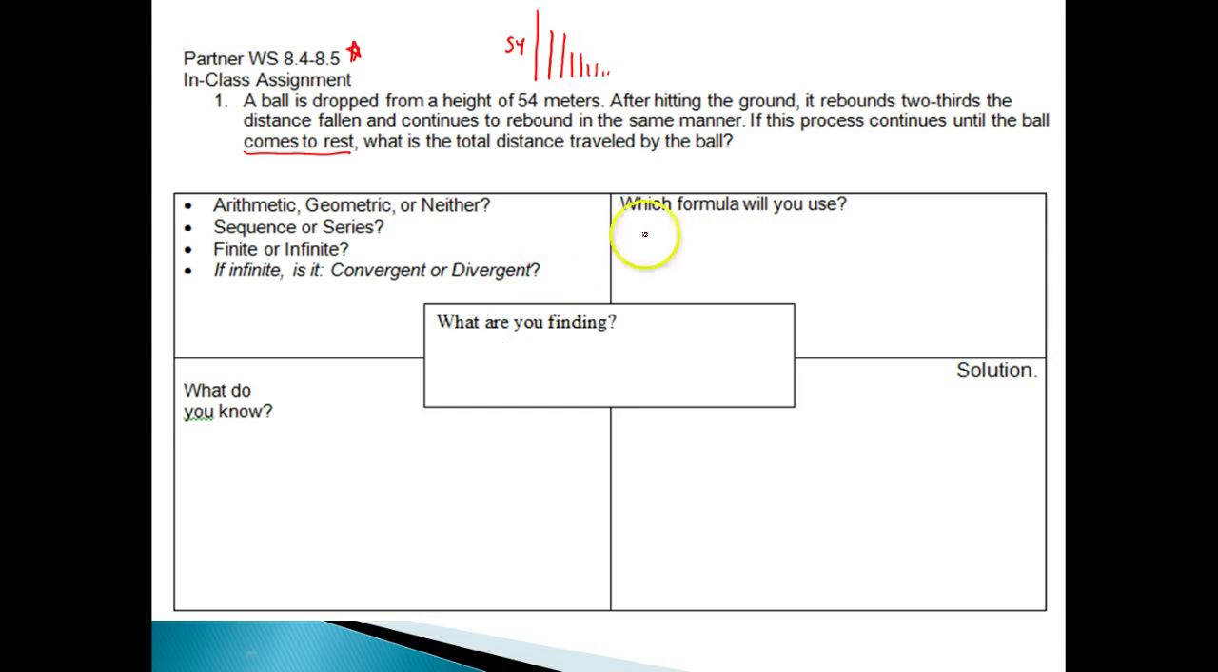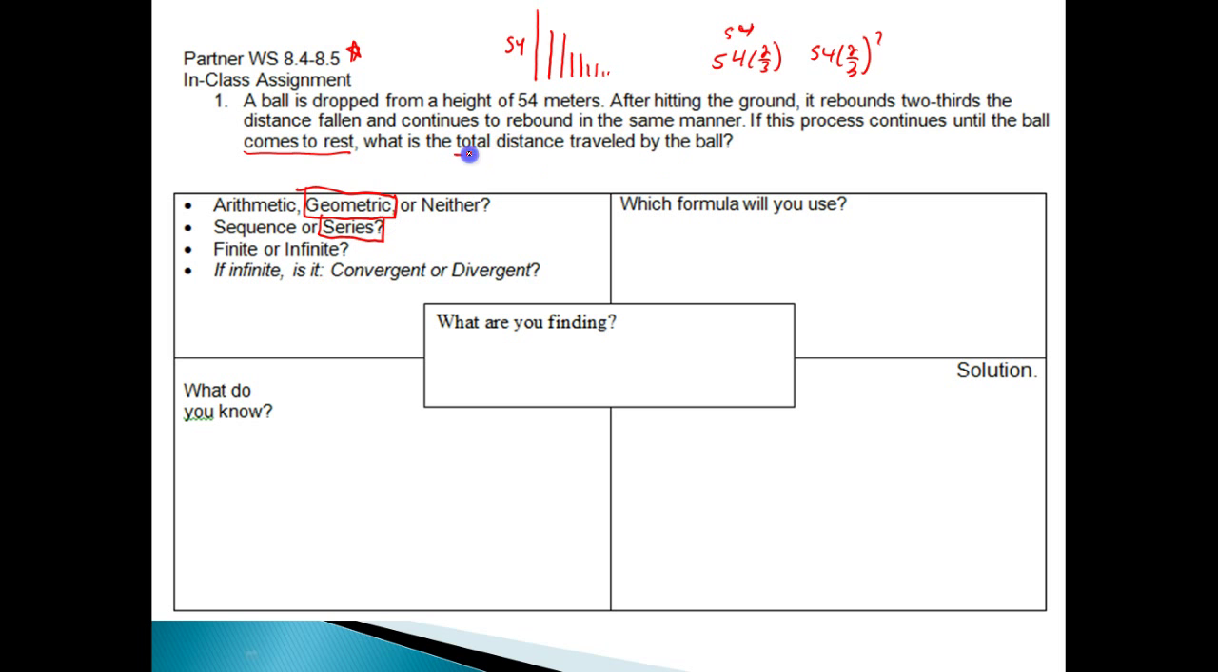So let's think about this first. What are we doing here? Well, the first one is 54. The next one is going to be 54 times 2/3. The next bounce is going to be 54 times 2/3 squared. So it looks like we have a geometric series going on here. This is a geometric series. This is why this box is nice, because it helps you organize your thoughts. It's a series because we want to add all those things together.